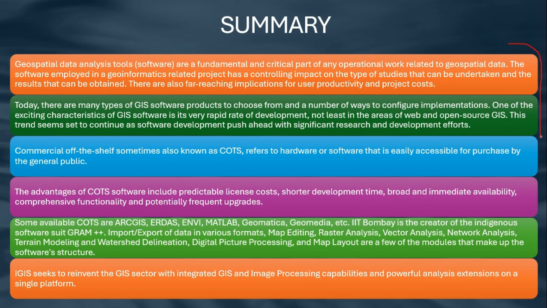Now we have a summary of this lecture, of what we talked about in this lecture. So we have talked about the different geospatial analysis tools, like different softwares in the COTS, which are commercial softwares. The general public can purchase and use them. So some available COTS are ArcGIS, IDAS, NV, MATLAB, Geomatica and GeoMedia. And we also have talked about two indigenous softwares, Gram++ and IGIS. Gram++ is created by IIT Bombay and IGIS is created by SGL company. So this was all about this lecture.